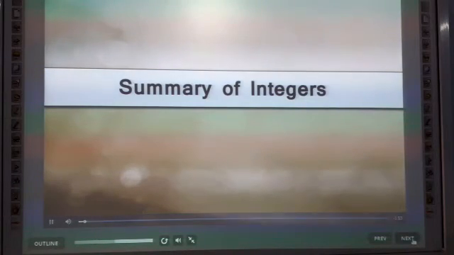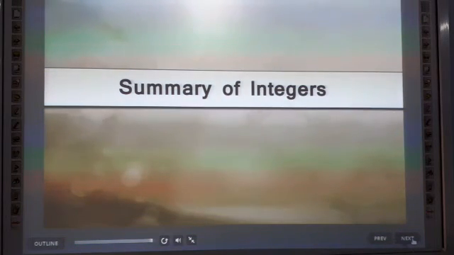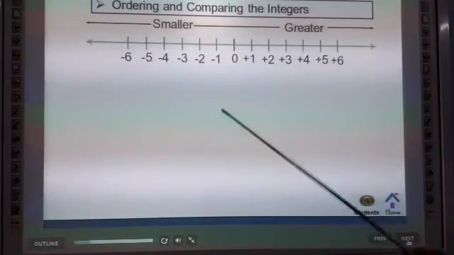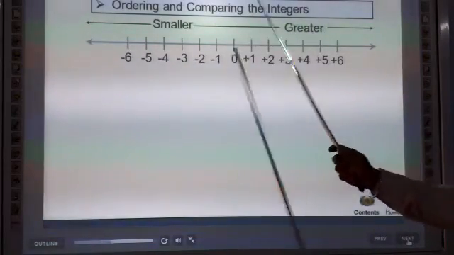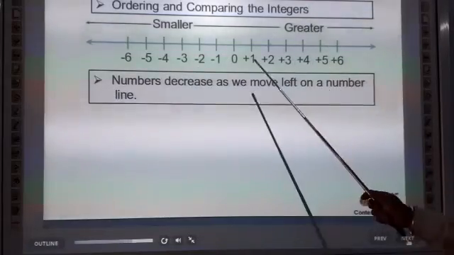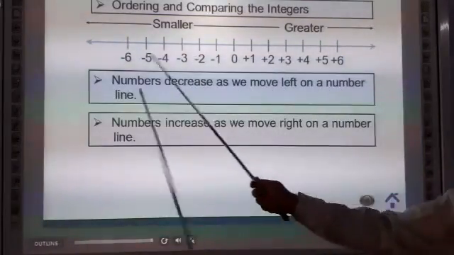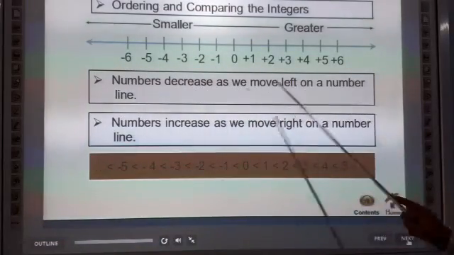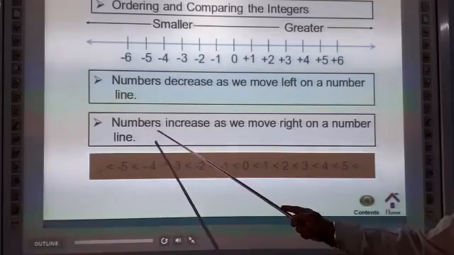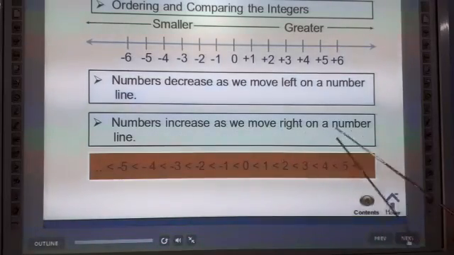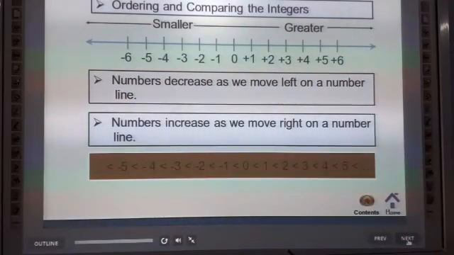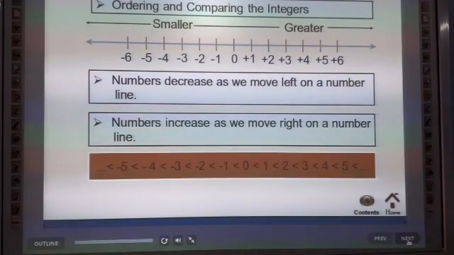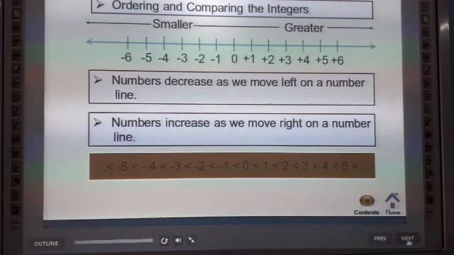Summary of integers. Ordering and comparing the integers: smaller and greater, all positive integers and all negative integers. Numbers decrease as we move left on the number line, and second, numbers increase as we move right on a number line. Okay students, show the diagram. Okay.